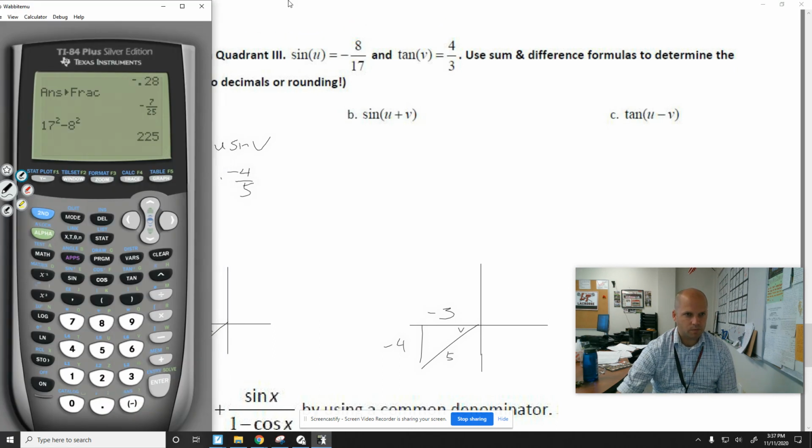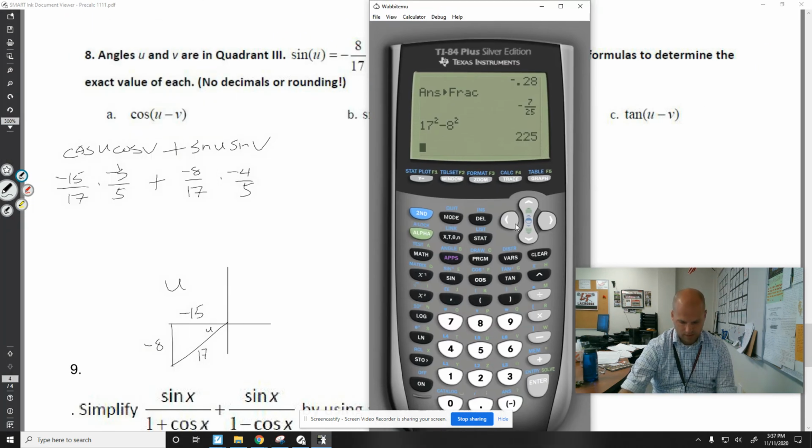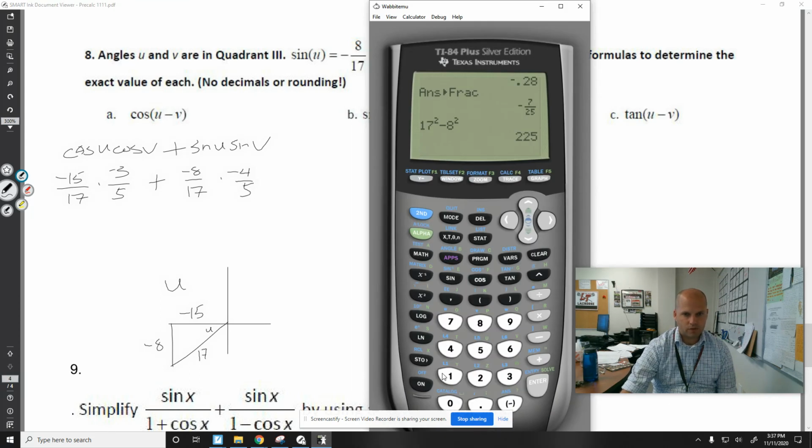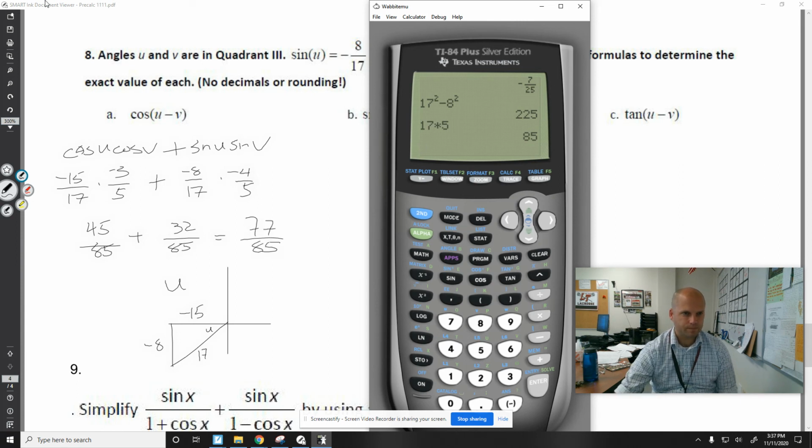We got this big old fraction. Is that a negative 3? Gosh, it's so ugly, so messy. Can't even erase it. Yeah, cosine negative 3 over 5. Okay, so what's 17 times 5? 85. So I have 45 85ths plus 32 85ths, 77 85ths. Is that right?